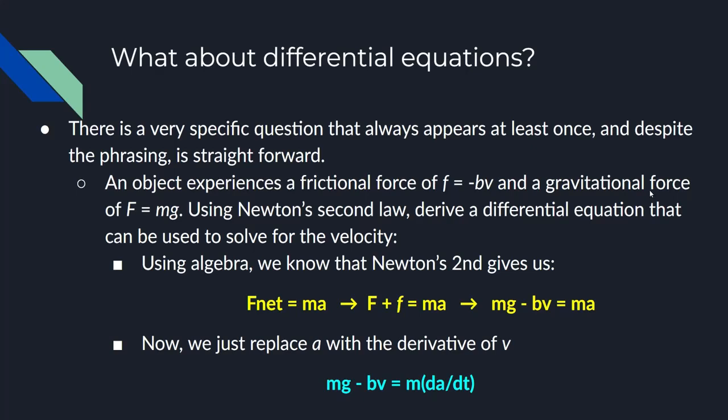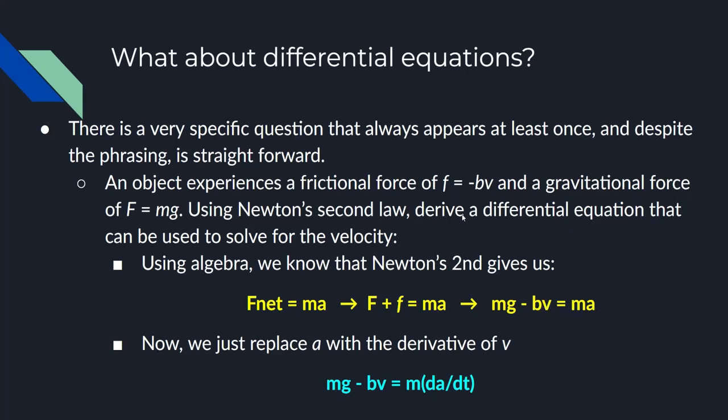Now, we may not have learned about Newton's laws or forces. That's fine. You'll learn about it. So this will make a lot more sense later on. If you want, you could rewatch it. But if we use algebra, what we'll end up doing is this. We use the equation F net equals ma. This is a very standard equation. Well, we know that F net is just adding those two forces. So I end up with mg minus bv equals ma.